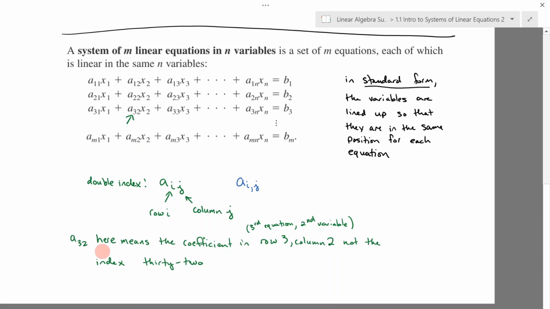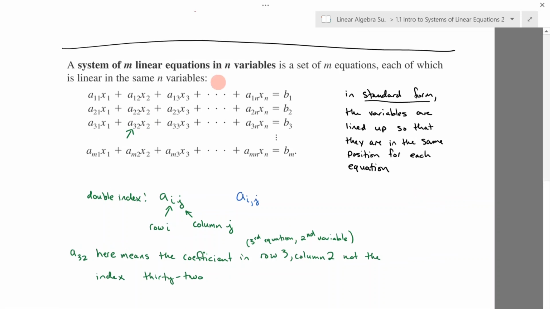Right, so you read it as a sub 3 2, not a sub thirty-two. a sub 3 2 means the coefficient in row 3, column 2, and not the index 32. In other words, it's in the third equation going down and then the second variable going across. Okay, so that's a system of linear equations.